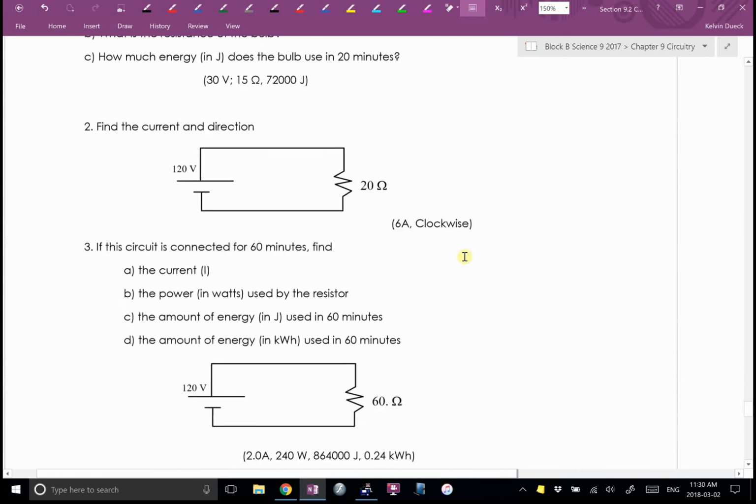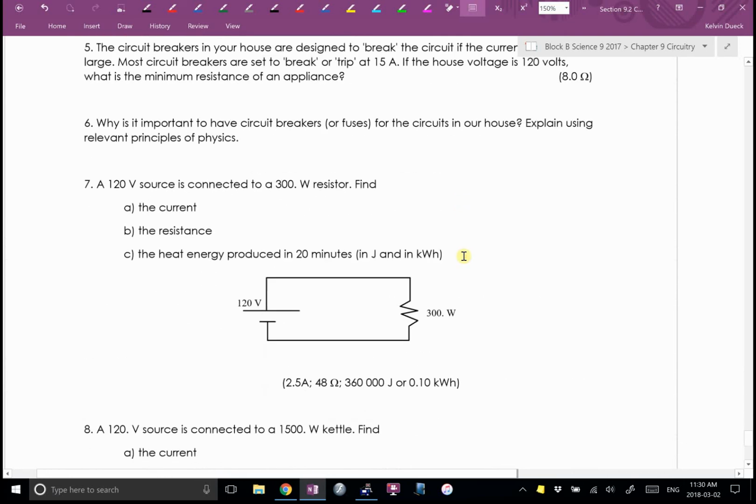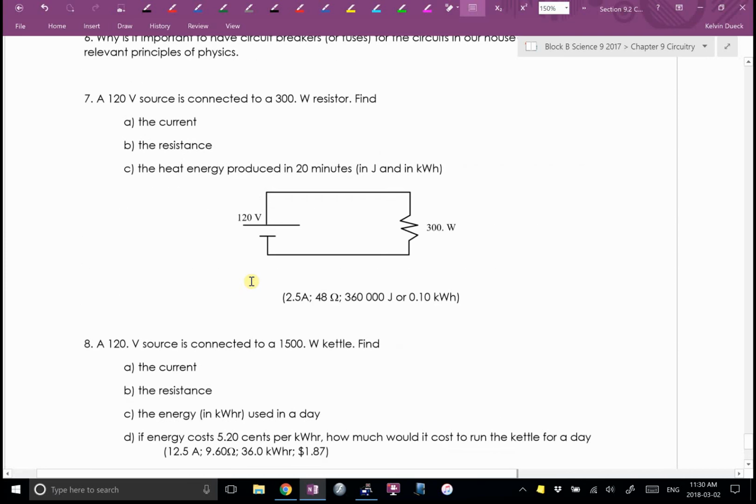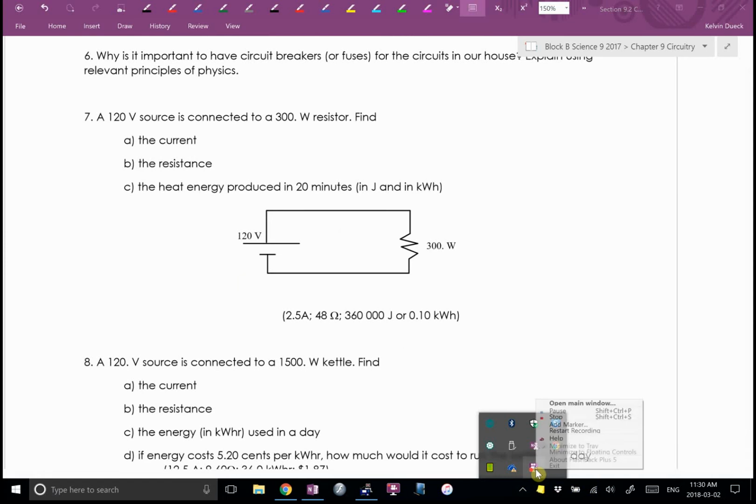Homework. You're going to complete all of the following here on a separate piece of paper. I have put the answers in brackets. You don't do the one that's crossed out. You ready, folks? I took all of this from my Physics 12. See if you can handle it. 15 minutes, and you'll also get time on Monday.